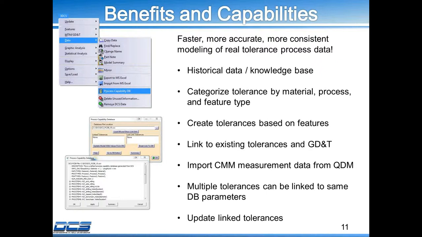And finally, multiple tolerances can be linked to the same database parameter. For instance, for one tolerance in the database, you can choose all different tolerances in your model to mimic that exact same tolerance. And then if you have all these linked tolerances, you have one button that you can use to update all of them together.